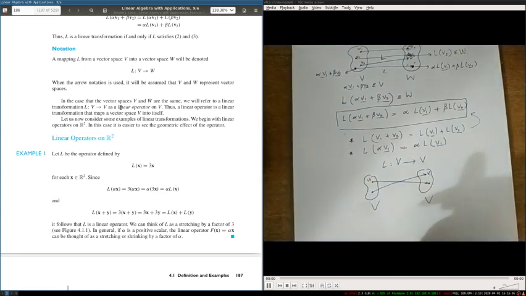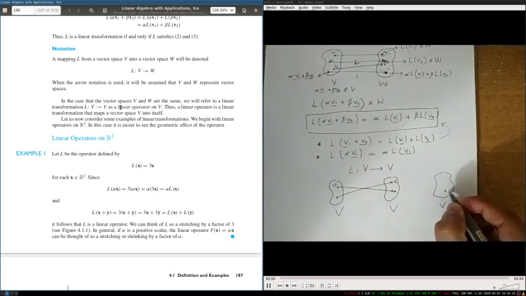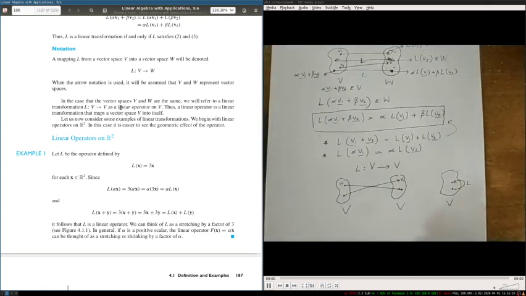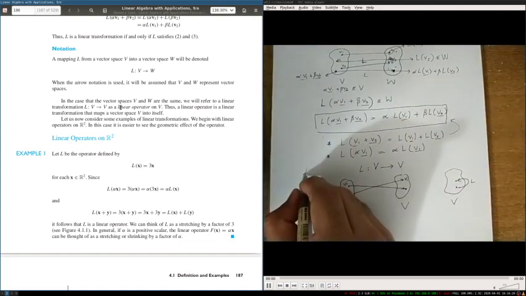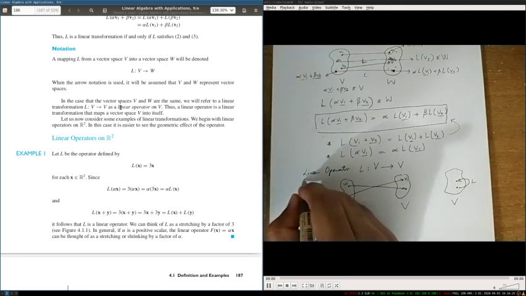Or you can perhaps denote a linear operator visually like this. So if you have this space V, L takes one vector from this space and maps it onto another vector on the same space. So that's a linear operator.